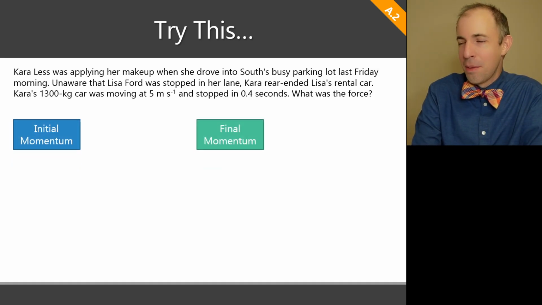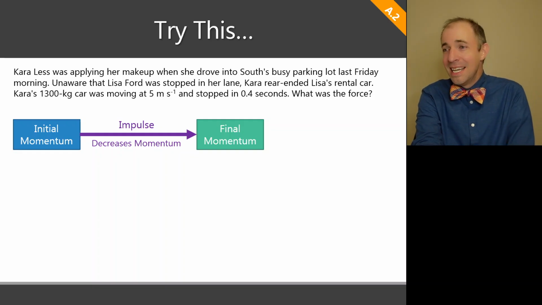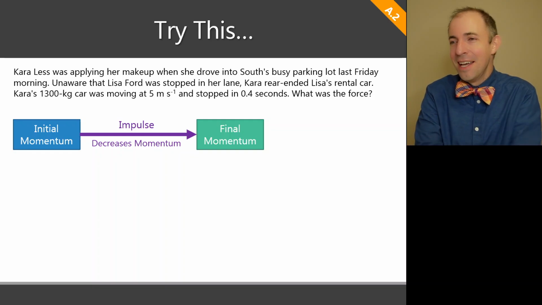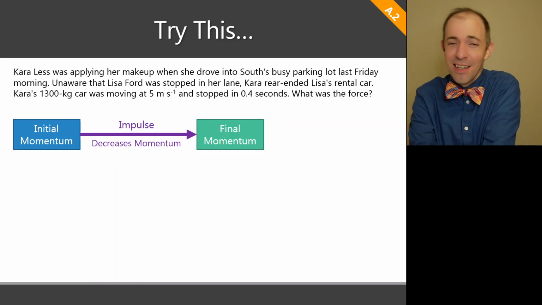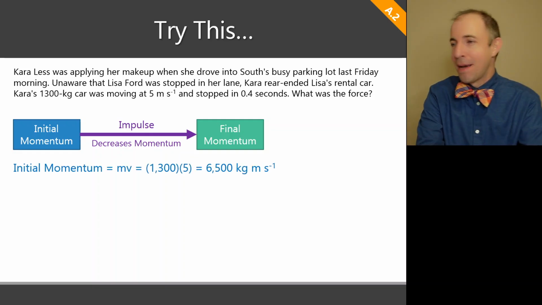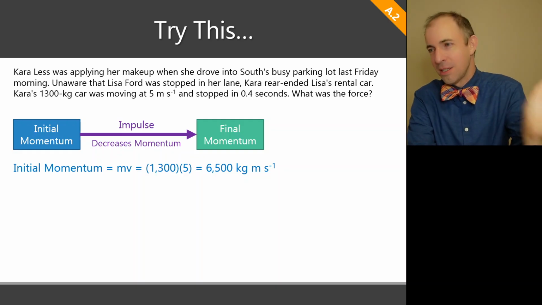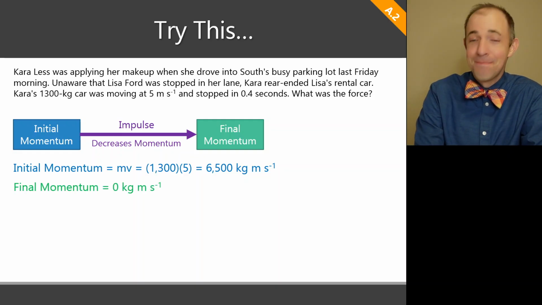All right, here's our setup. Initial momentum becomes final momentum. In this case, the momentum is going to decrease. We're going to have an initial that's bigger than the final, but the same idea can hold true. My initial momentum is 6,500 kilograms times meters per second. That's 1,300 times 5. My final momentum is 0.